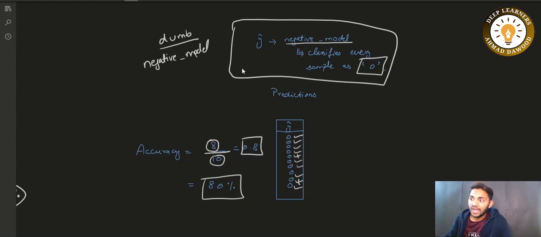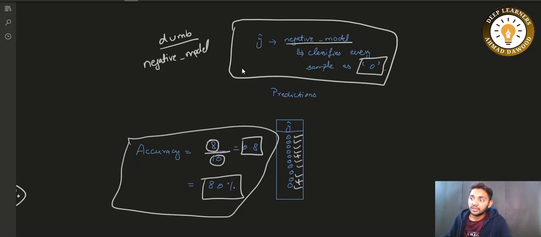But your accuracy measure is saying that it is 80%. This model is giving you 80% accuracy, which means this measure is saying that your model is quite good, but actually you have seen that it's a very dumb model. In that type of scenario, accuracy fails, and we cannot use accuracy in every case.